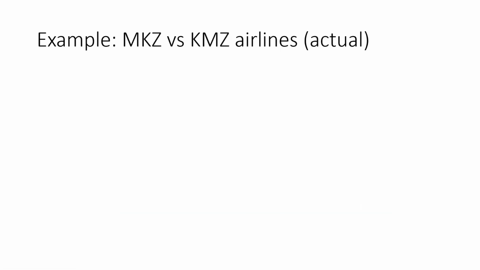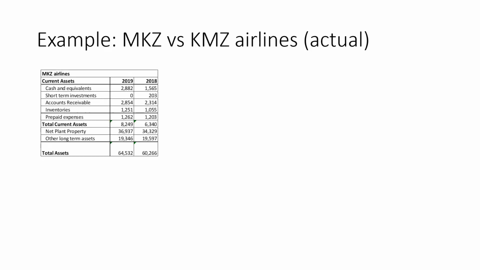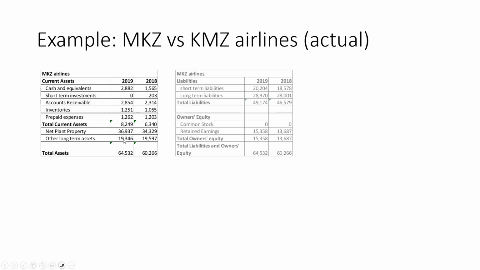Now let's take an example. Let's assume there are two airlines, MKZ and KMZ. These are their actual numbers. MKZ airline is much larger. It has a balance sheet size of $64,000, out of which cash is $2,882. Accounts receivable is, these numbers are as mentioned here in the table.